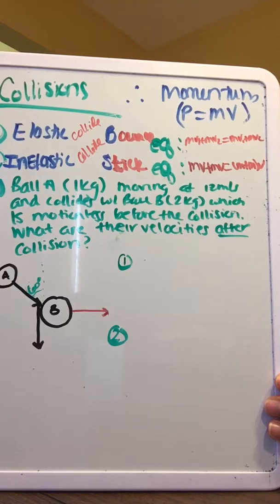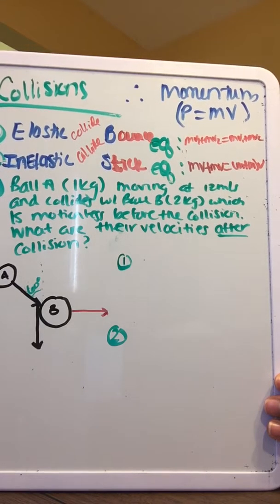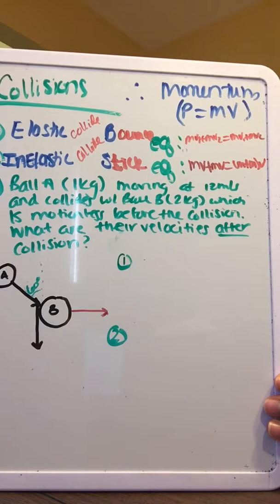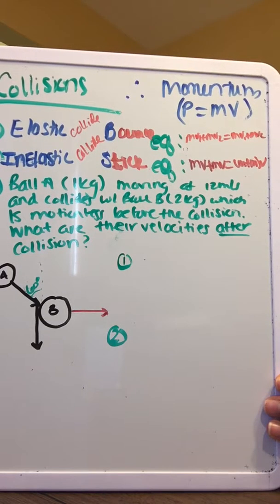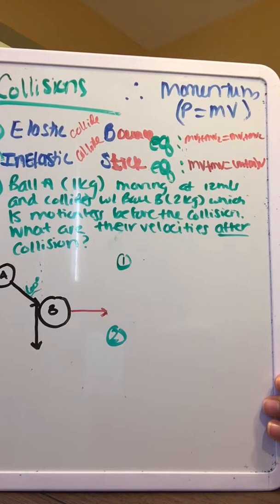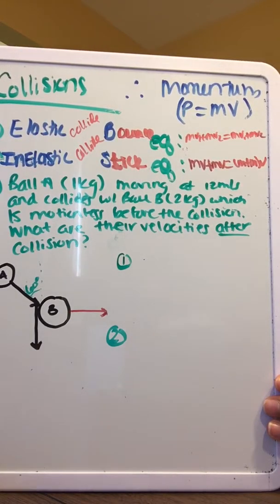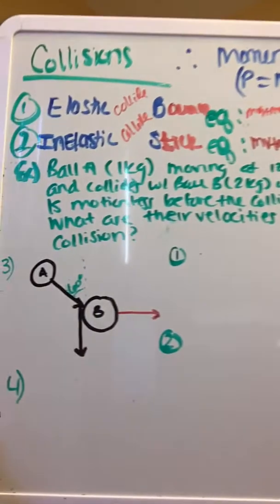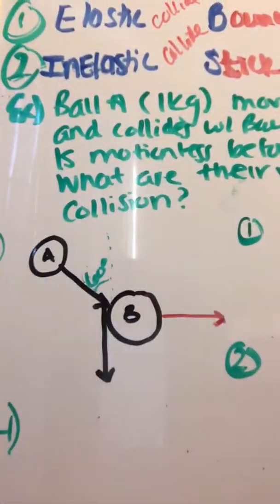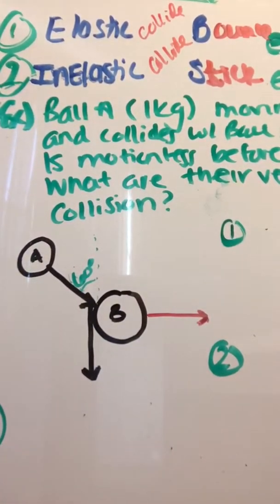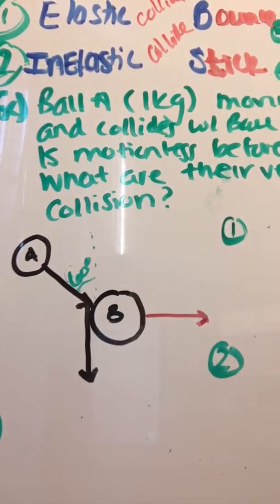So ball A is 1 kilogram, and it collides with ball B, which is motionless before the collision. Ball B is 2 kilograms. Ball A strikes ball B at an angle of 60 degrees. What are their velocities after the collision? Okay, so this is the diagram that they gave me. Ball A strikes ball B at a 60-degree angle.